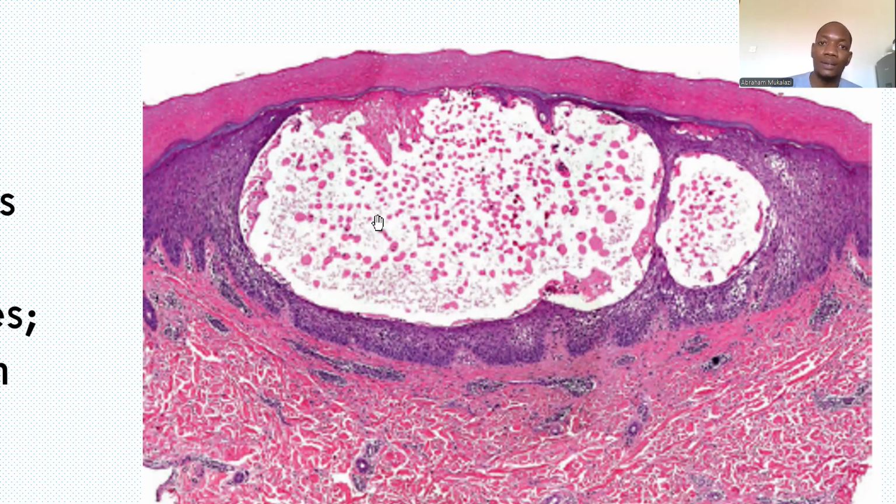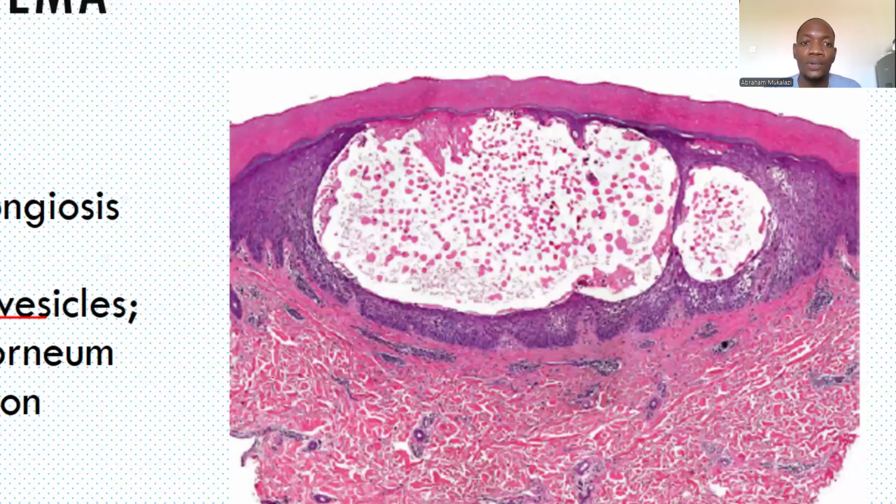then you have this vesicle that is below here, the subcorneal vesicle that you see here with spongiosis, and this is just water and a few blood cells and pus that you can see in there. So that's how histology will look like, and that's the picture we see on histology.